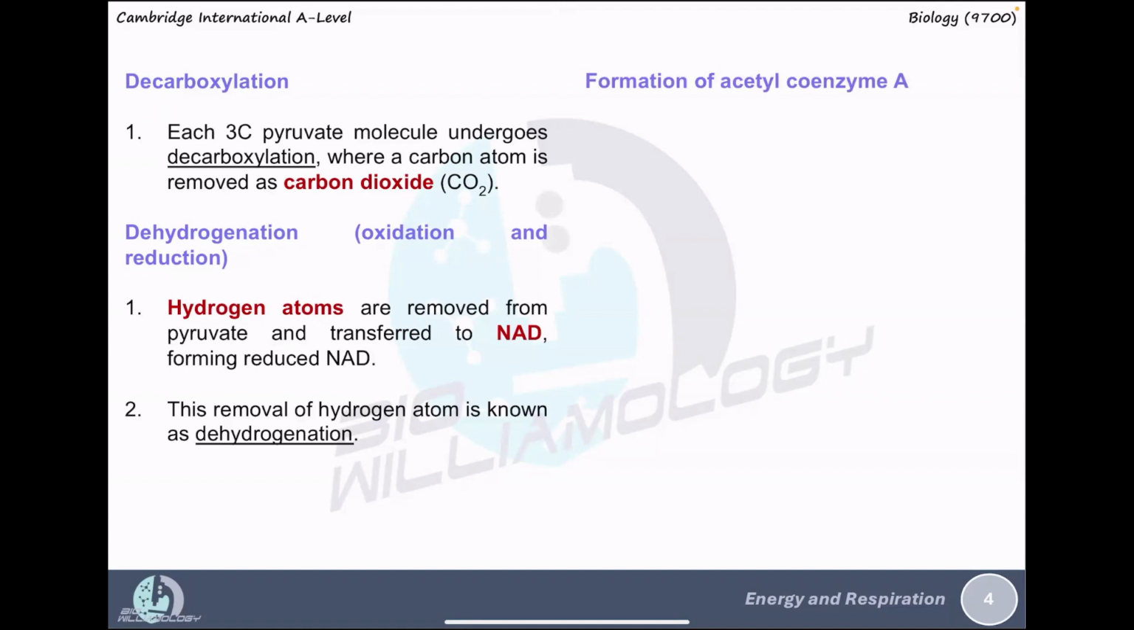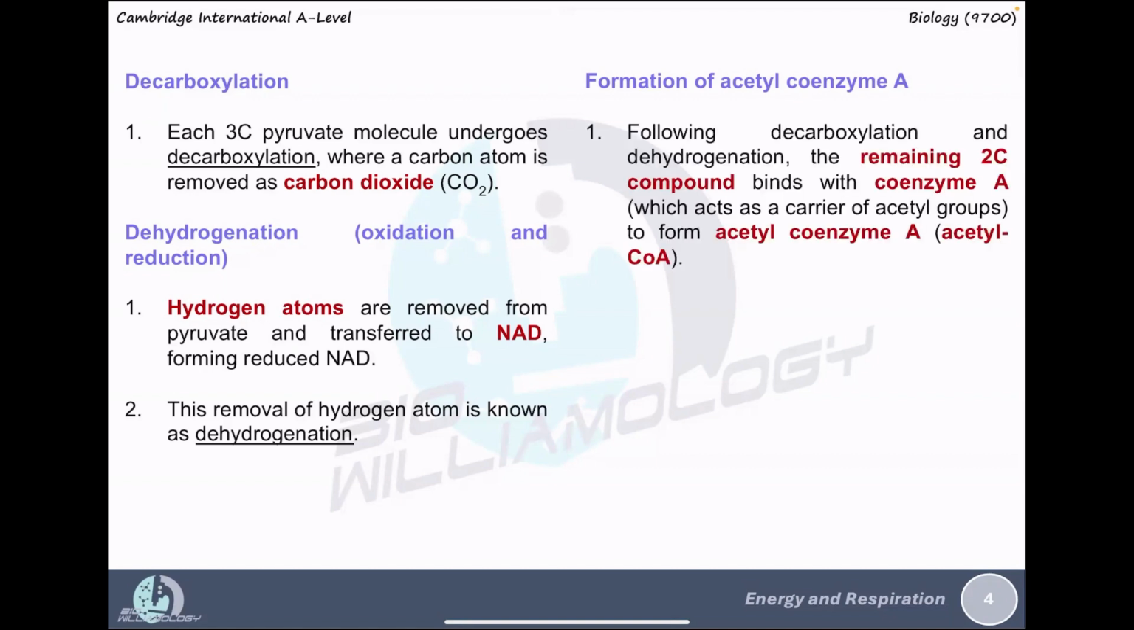After dehydrogenation, there is a formation of acetyl coenzyme A. Following decarboxylation and dehydrogenation, the remaining 2 carbon compound, known as the acetyl group, combines with coenzyme A to form acetyl coenzyme A, or in short, we call it acetyl CoA.